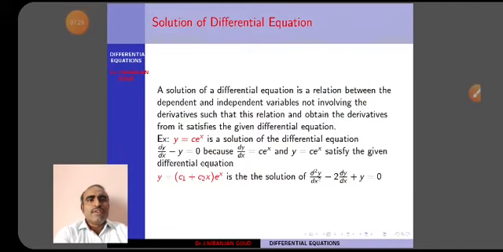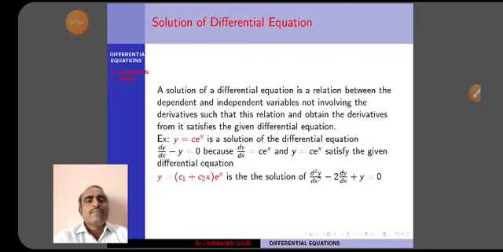Now define the solution of a differential equation. A solution of a differential equation is a relation between the dependent and independent variables, not involving the derivatives, such that this relation and the derivatives obtained from it satisfy the given differential equation. The solution of a differential equation is a relation between dependent and independent variables.